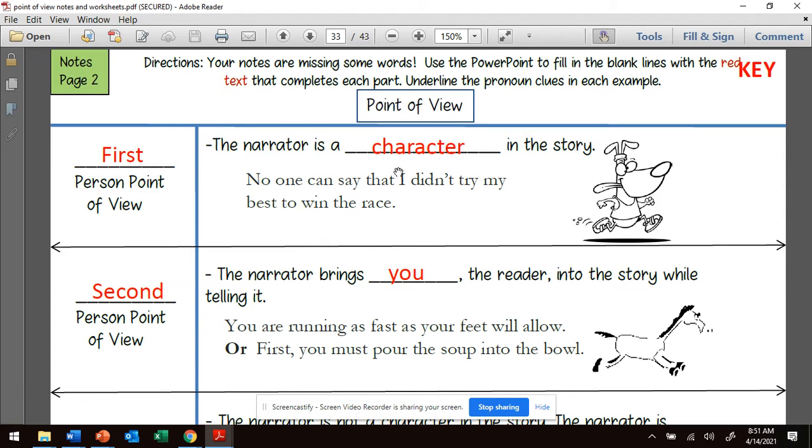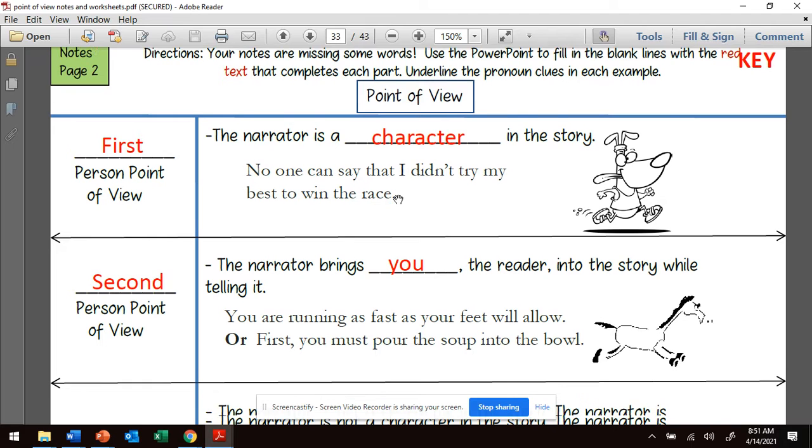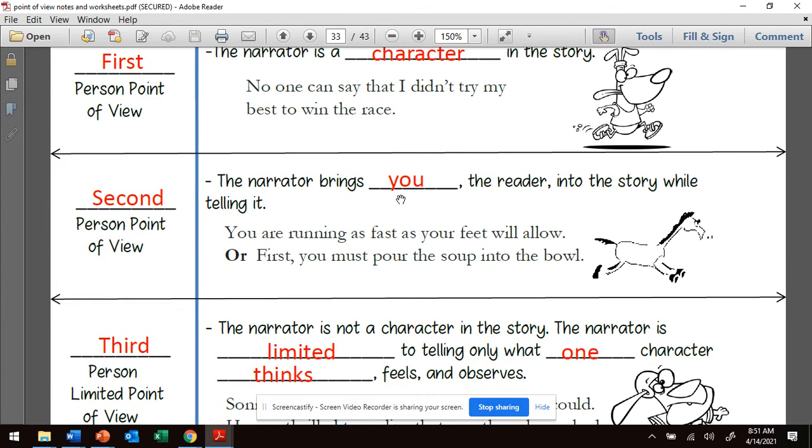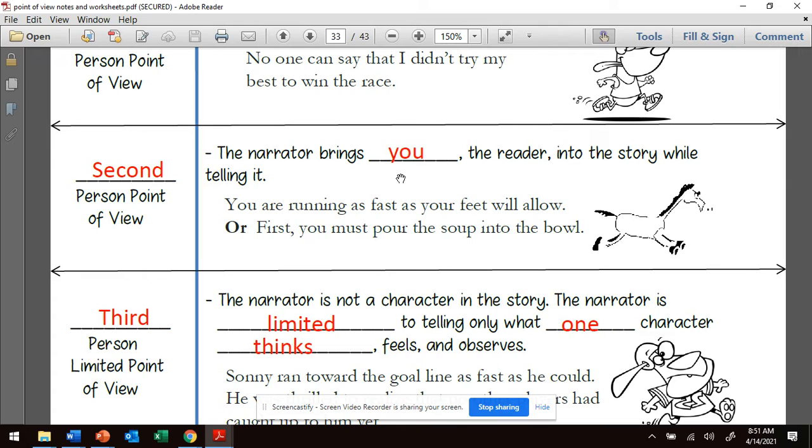Do you see another pronoun saying that has to be first person? I see the word my. So I and my mean whoever's telling the story, the narrator, is telling it in their point of view. We call that first person. Okay, let's move down to second person point of view. Very uncommon type of point of view used. It will probably be more in your high school reading or literature class.